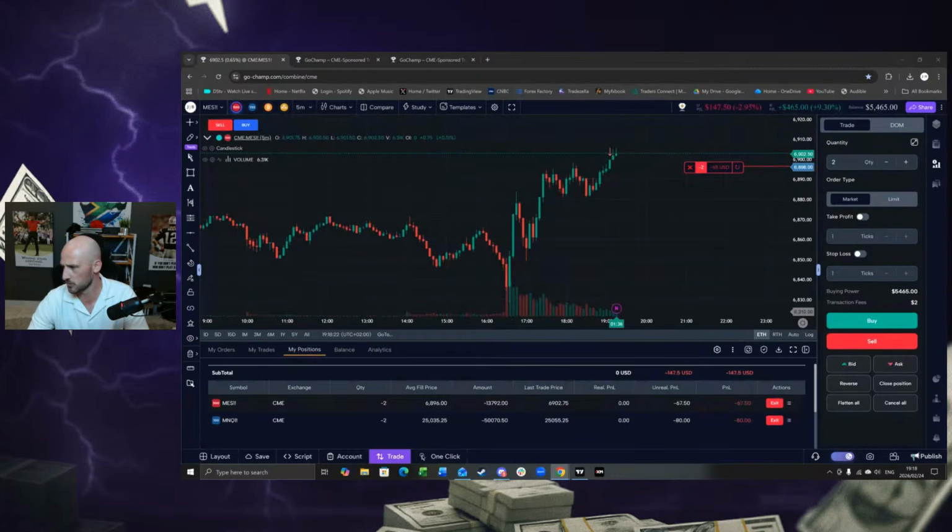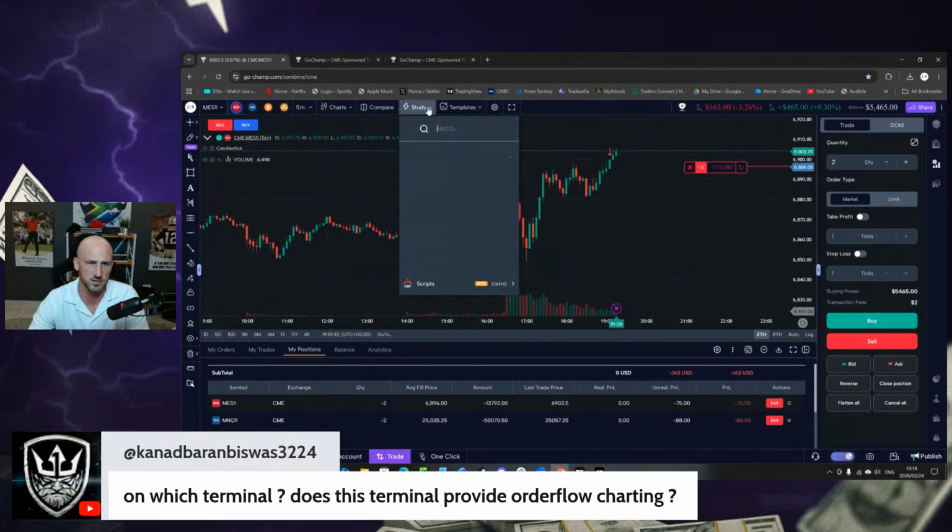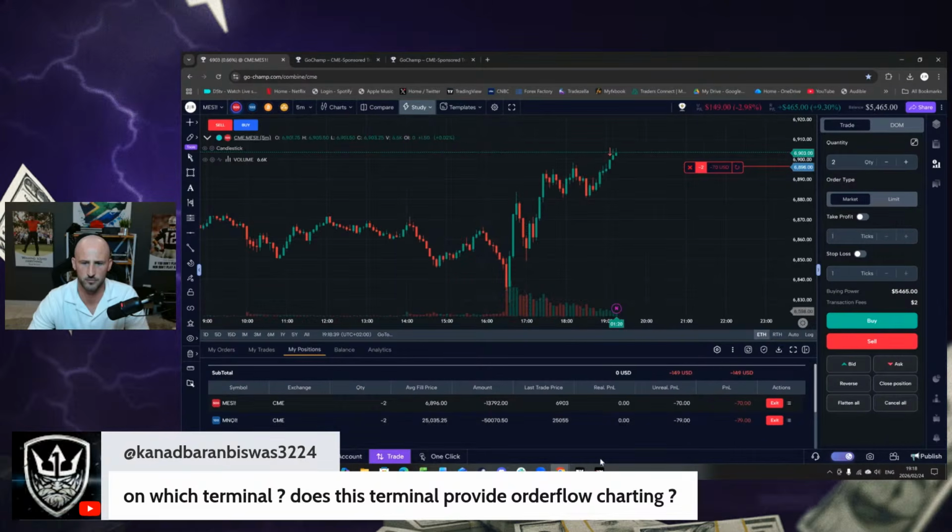Which terminal provides order flow charting? It provides it on, yeah, if I'm not mistaken. The order flow, yeah, go to GoChamp and register, and you do get it over here. I think in the study, you can look at order flow over here, right? And it shows you all that on the actual platform.